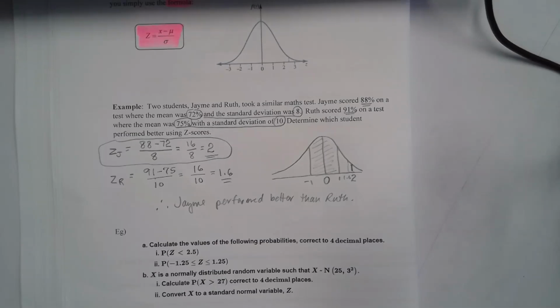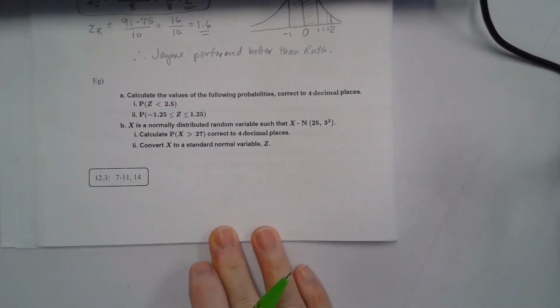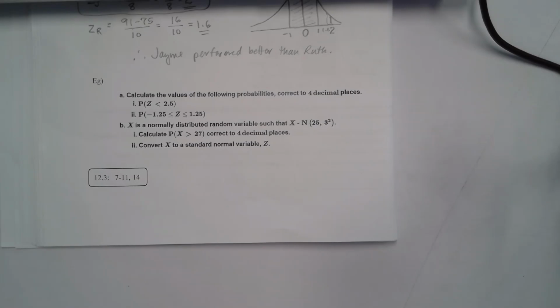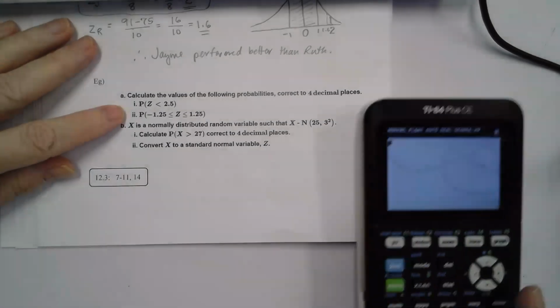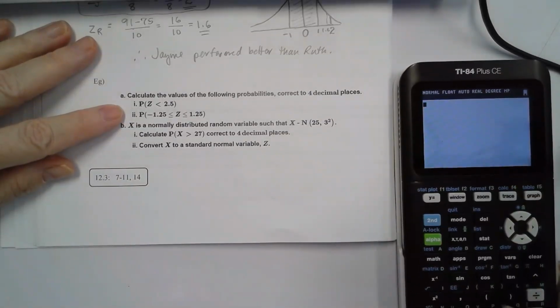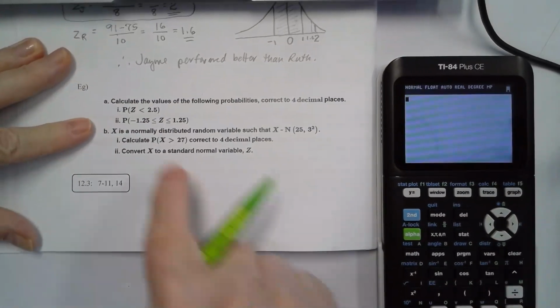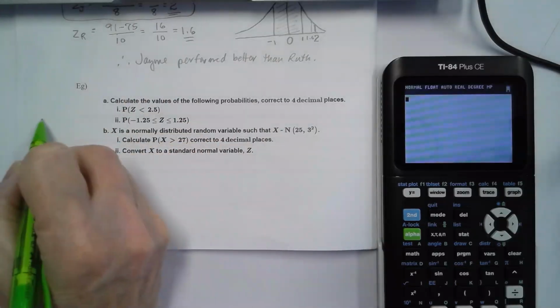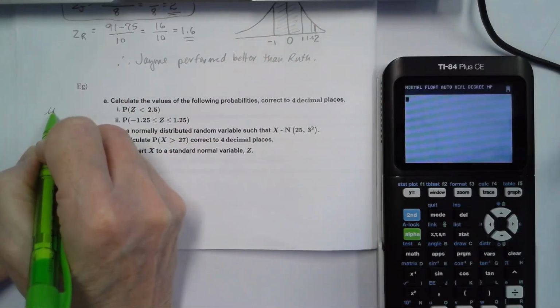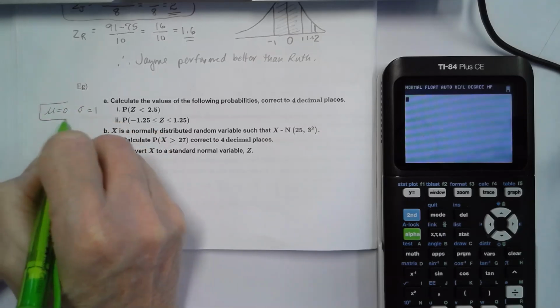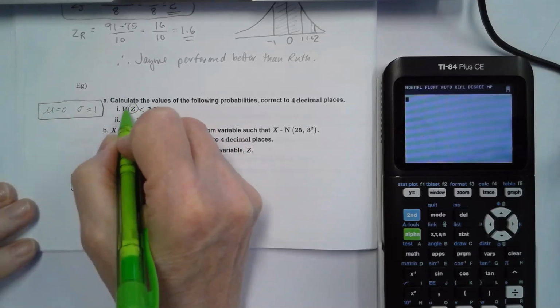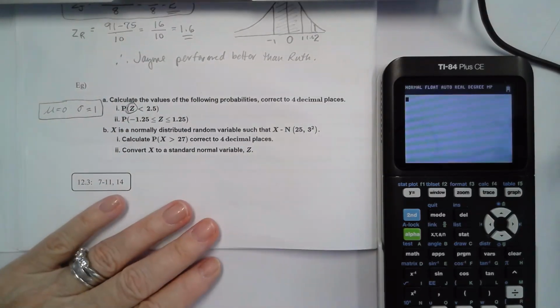Now I'm going to use my calculator. It says calculate the values of the following probabilities correct to 4 decimal places. So that's a giant hint that I'm going to use my calculator in the first place. When it has a z there, that means I already know I'm in this situation where the mean is 0 and the standard deviation is 1. So that goes with that letter. You're just going to have to know it.